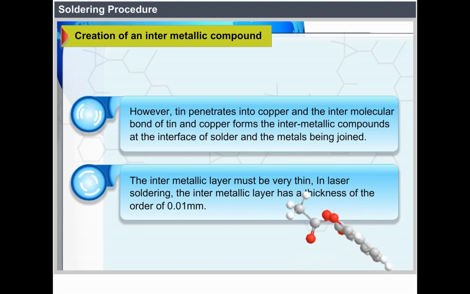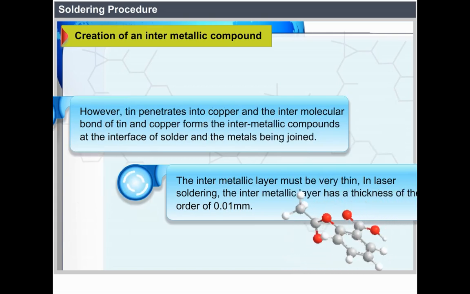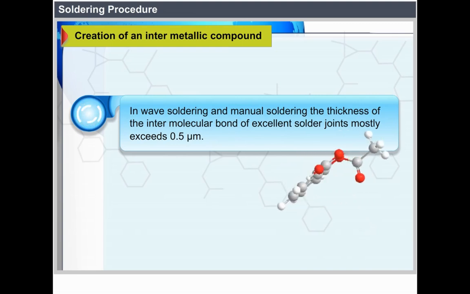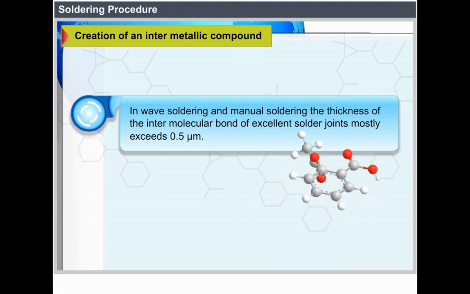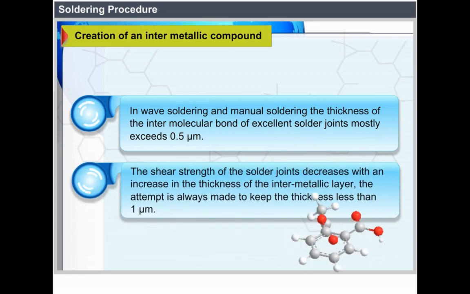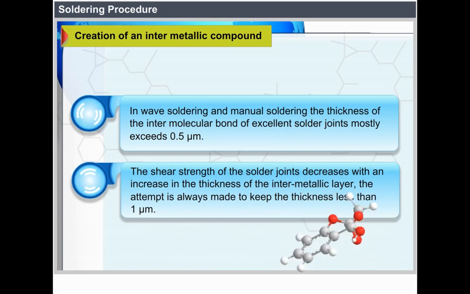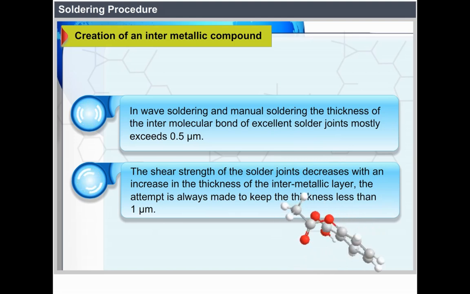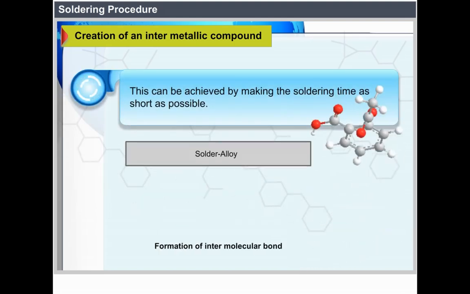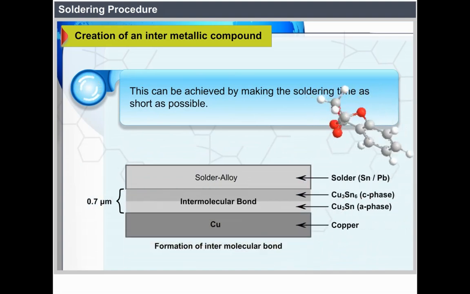In laser soldering, the intermetallic layer has a thickness of the order of 0.01 mm. In wave soldering and manual soldering, the thickness of the intermolecular bond of excellent solder joints mostly exceeds 0.5 micrometer. The shear strength of the solder joints decreases with an increase in the thickness of the intermetallic layer. The attempt is always made to keep the thickness less than 1 micrometer. This can be achieved by keeping the soldering time as short as possible.